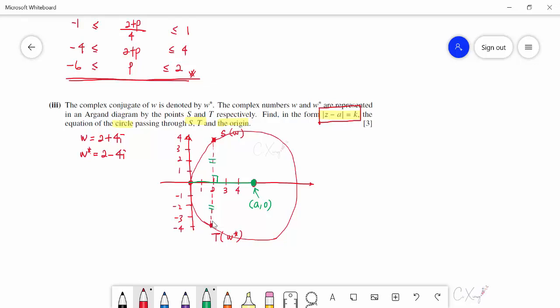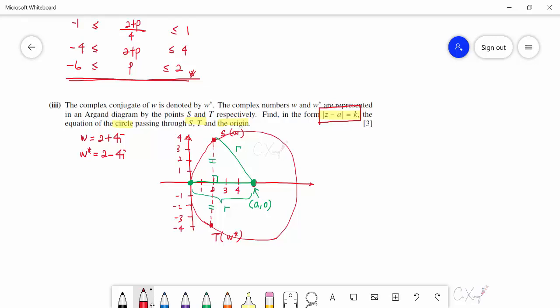Then secondly, after you know that the center is here, you should know (0, 0) is on the circumference of the circle also, right? So that means this is actually the radius. Correct or not? And then if I look at the center with any point, either the S or the T, this is also the radius.